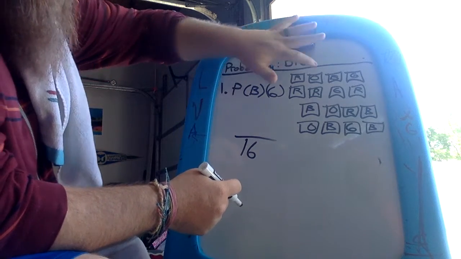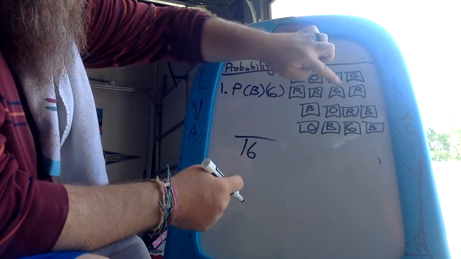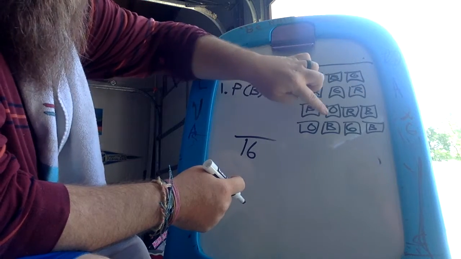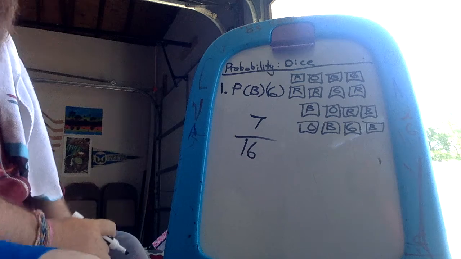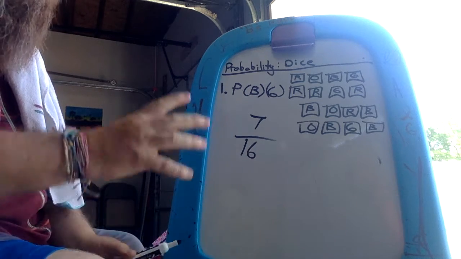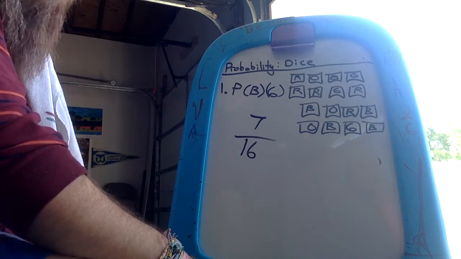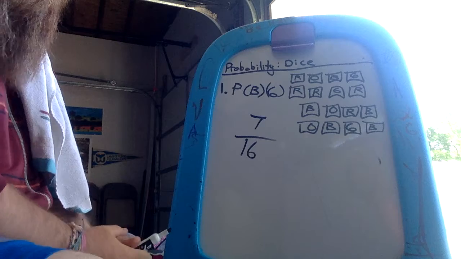So let's see with the blues. We got blue and green. 1, 2, 3, 4, 5, 6, 7 total now. So we have 7/16. Okay? So the probability of me putting my hand in and grabbing a blue and/or green is going to be a 7 out of 16 chance for me to get those 2 colors.